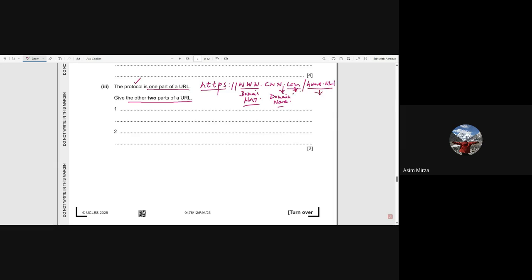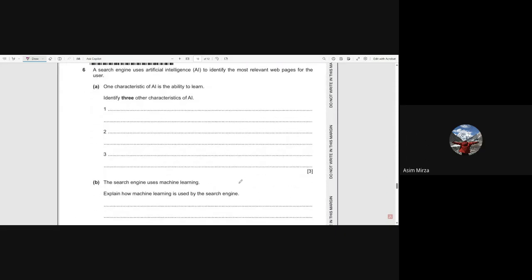And it's the directory, right? Web page name, web page, or file name or directory. So the domain host is the domain name or website address, and this can be a web page, or a file name or directory. Clear? Okay, let's move on to question number 6.